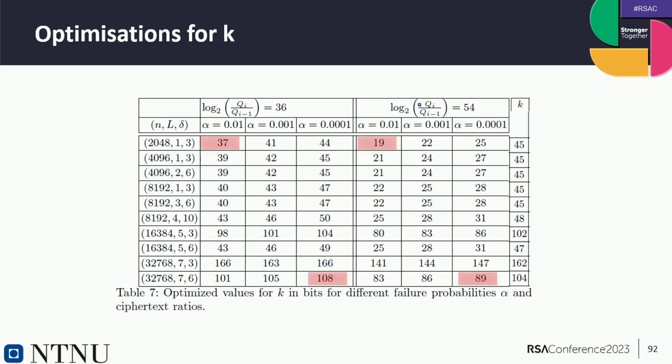And if we fix the ciphertext moduli ratio to 36 or 54 bits in turn, then for an error probability of 1%, and say, for example, n equals 2048, the currently used value in HGLib is 45 bits for k, and we do get 19 with our updated noise estimates. So here we have an optimization of 26 bits.